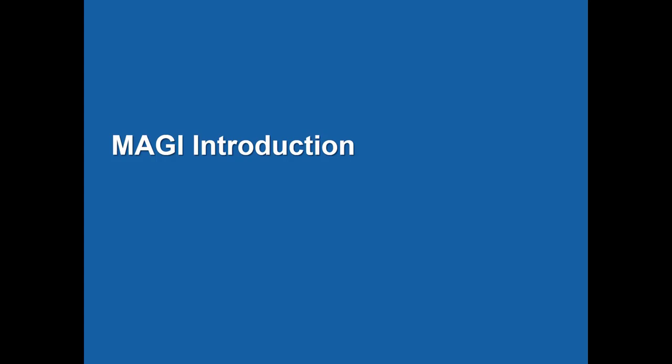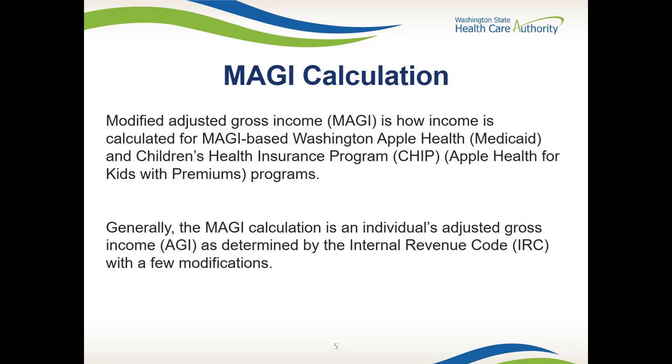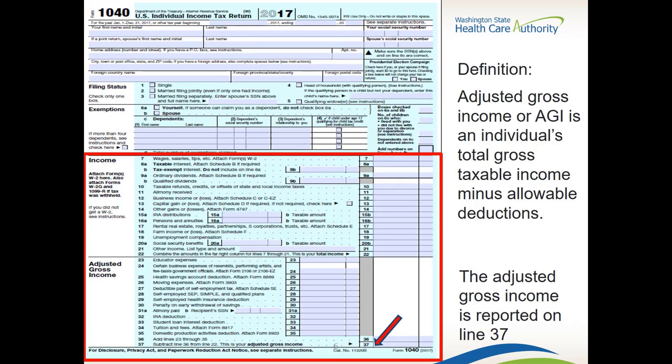MAGI Introduction. Modified Adjusted Gross Income, MAGI, is how income is calculated for MAGI-based Washington Apple Health Medicaid and Children's Health Insurance Program CHIP, Apple Health for Kids with Premiums programs. Generally, the MAGI calculation is an individual's adjusted gross income, AGI, as determined by the Internal Revenue Code, IRC, with a few modifications. What is the definition of adjusted gross income?